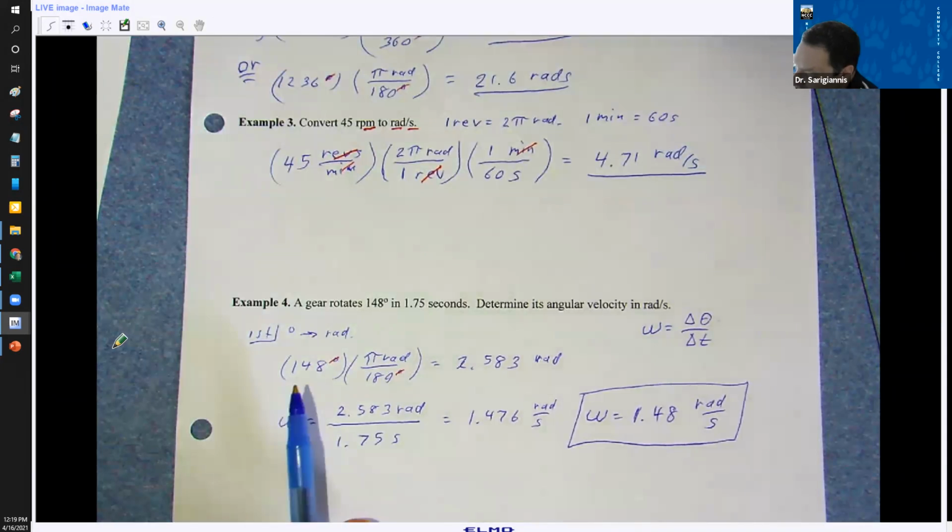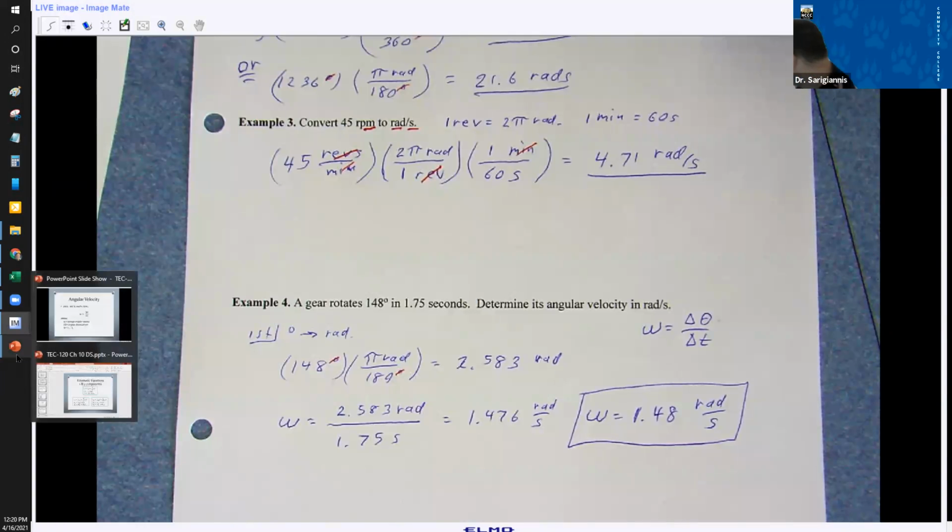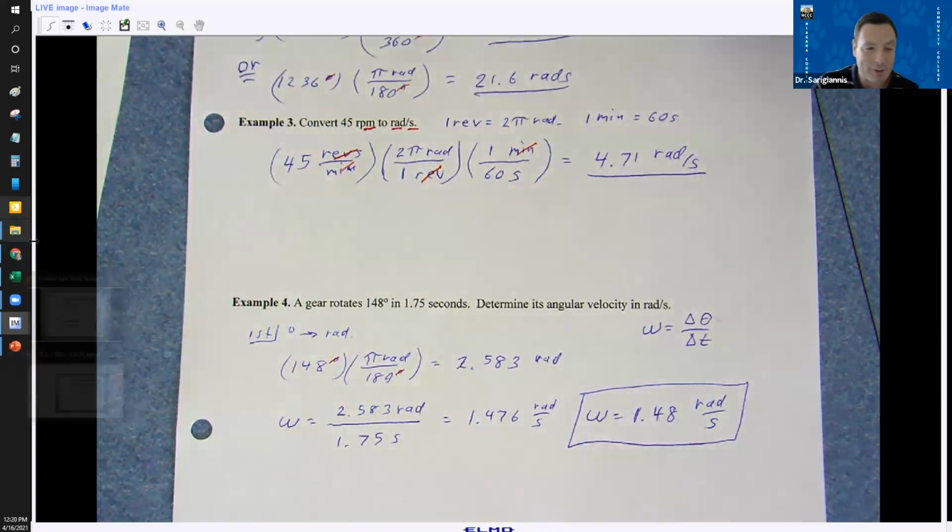I mean, you could have taken the 148 divided by 1.75 times this ratio, but I just wanted to show, right? You can do it stepwise. You can do it all in one shot with a continuous set of conversions. What's my next one here? Acceleration. Yeah, I'm going to have to do the equations for this one. All right, let's go back to the PowerPoint.